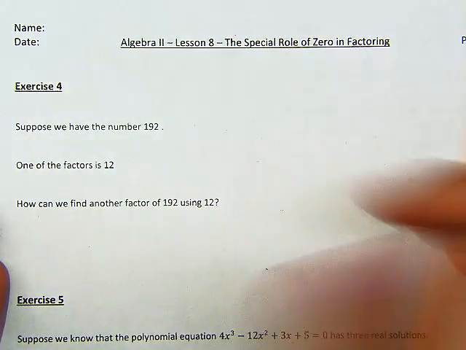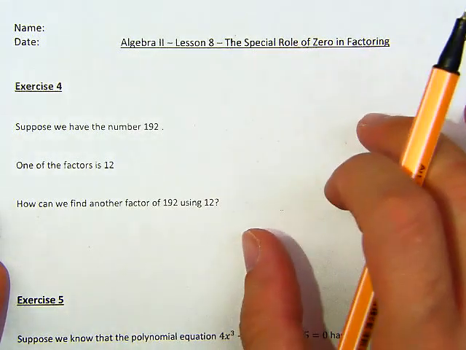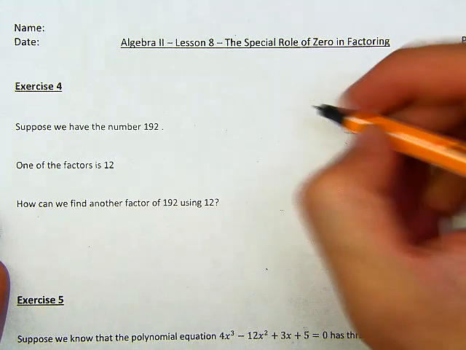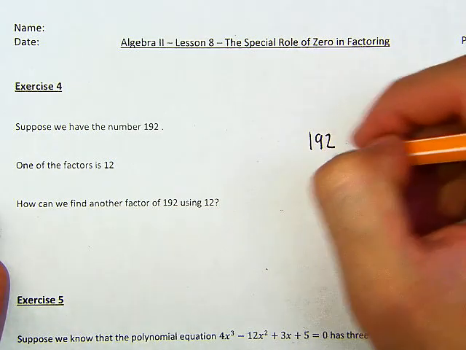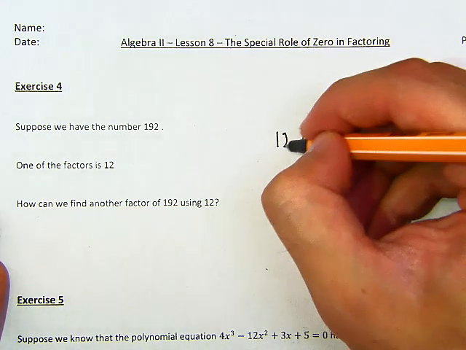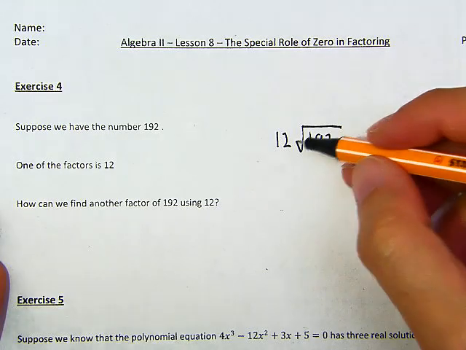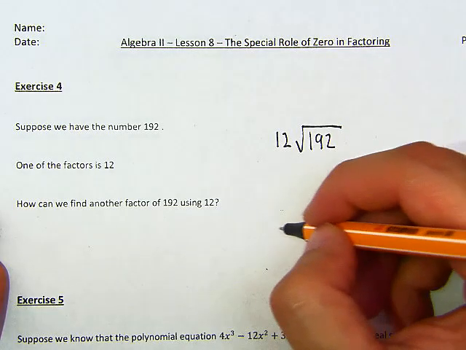All right, everybody. So let's take a look at this. This video will be very short. But suppose we have the number 192, and you know one of the factors is 12, right? What does that mean if I divide this?